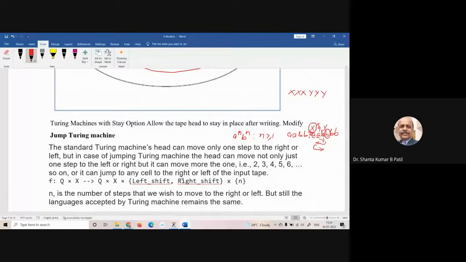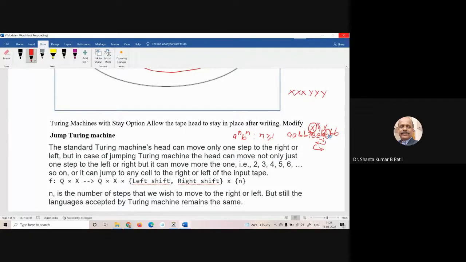Not one time in one stretch, so do it step by step. First you convert the first a into x, then the first b into y, then come back, second a into x and second b into y, like that. You can do it step by step.